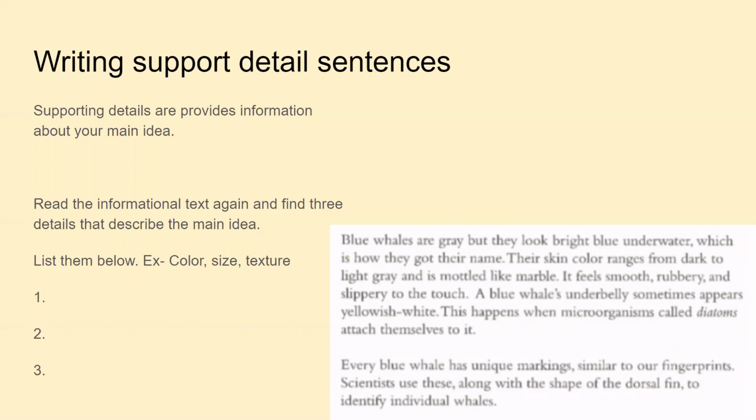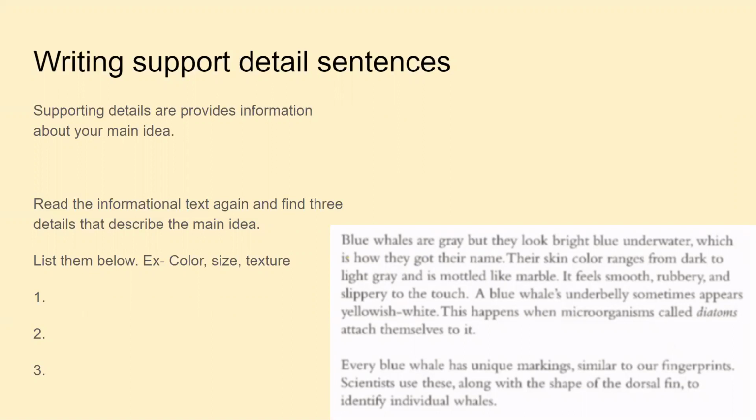Blue whales are gray, but they look bright blue underwater, which is how they got their name. Their skin color ranges from dark to light gray and is modeled like marble. It feels smooth, rubbery, and slippery to the touch. A blue whale's underbelly sometimes appears yellowish white. This happens when microorganisms called diatoms attach themselves to it. Every blue whale has unique markings similar to our fingerprints. Scientists use these along with the shape of the dorsal fin to identify individual whales.